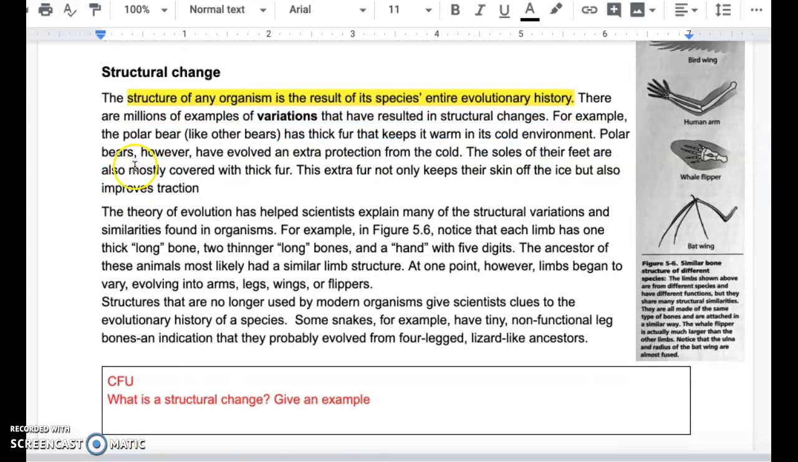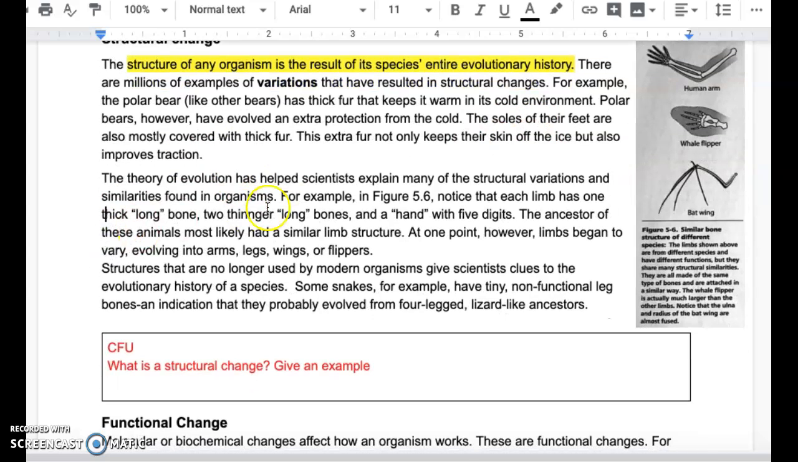For example, the polar bear, like other polar bears, has thick fur that keeps it warm in cold environments. Polar bears, however, have evolved an extra protection from the cold. The soles of their feet are mostly covered with thick fur. The extra fur not only keeps their skin off the ice, but it also improves traction. The theory of evolution has helped scientists explain many of the structural variations and similarities found in organisms.